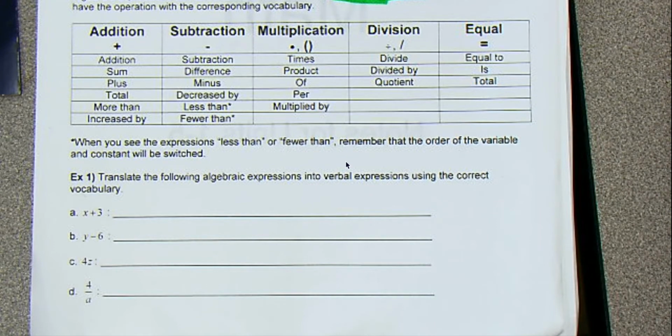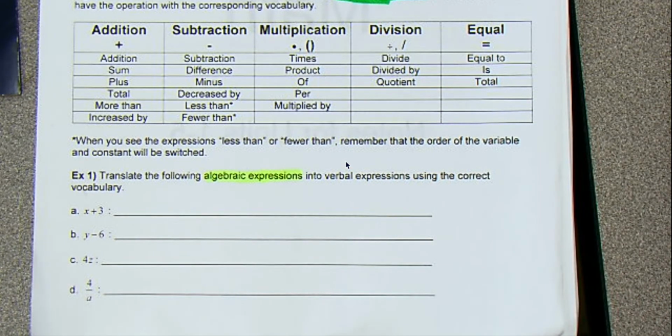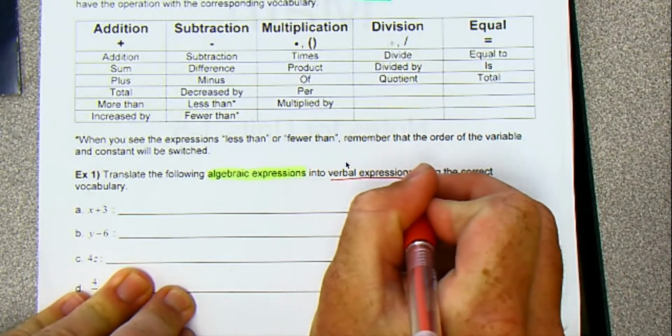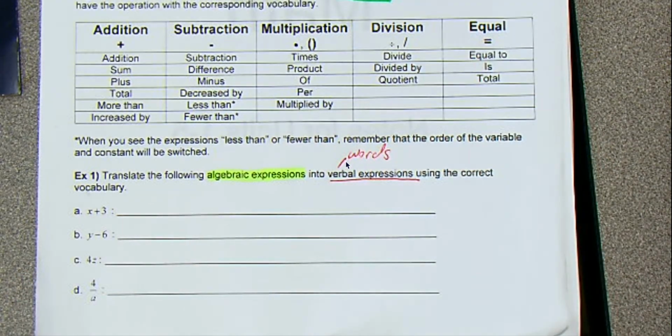When we see those, I'll show you in examples why we need those different things. We'll be looking at words like that and transforming them into algebraic expressions. We'll be moving verbal expressions, which are words, into algebraic expressions. But for this first example, it says translate the following algebraic expressions. Remember, algebraic expressions contain operations, constants, and variables, into verbal expressions. Verbal expressions means words, using the correct vocabulary.